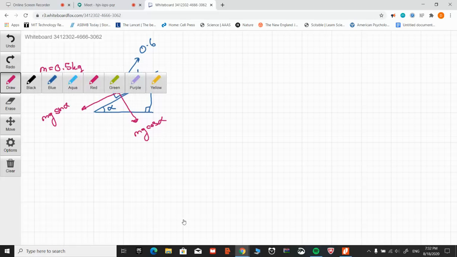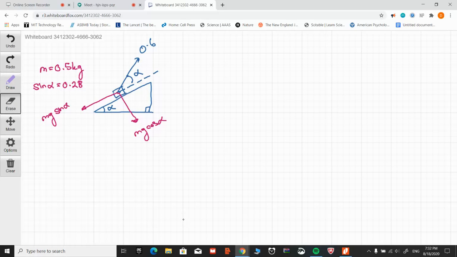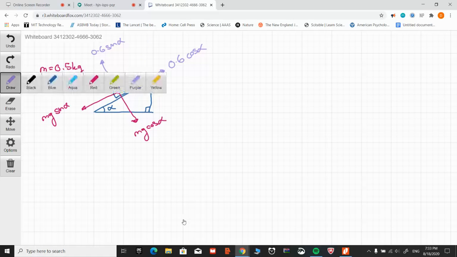The next job is to resolve this 0.6 Newton force. We said we need this component and this component. So the component along the plane is 0.6 cos alpha, using our knowledge of resolving forces, and this is 0.6 sine alpha. Now we can forget about this. All the forces are present except the normal contact force, so I'm just going to put it up there.